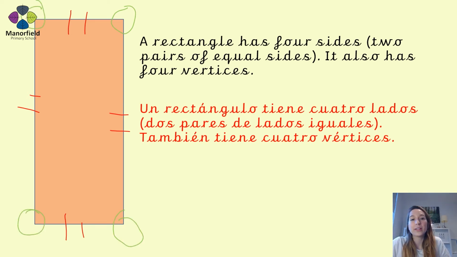And in Spanish, un rectángulo tiene 4 lados. Okay, it has 4 sides. 4. Oops, I don't know where the camera's facing. 4 lados. Okay, 2 pares de lados iguales. Okay, iguales means the same. También, it also has 4 vértices.